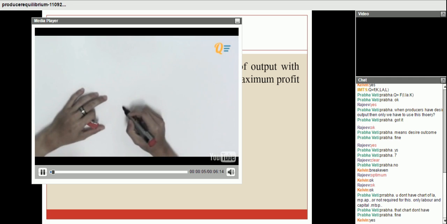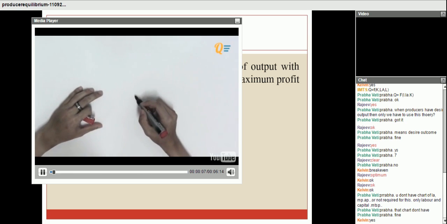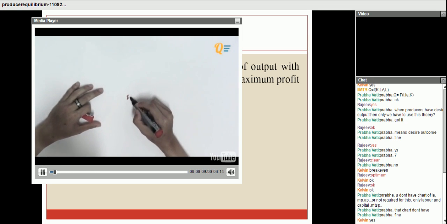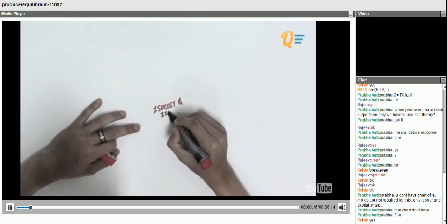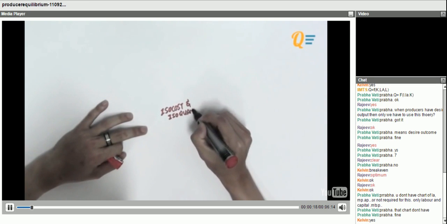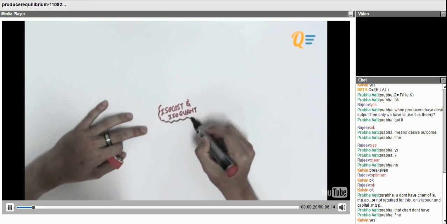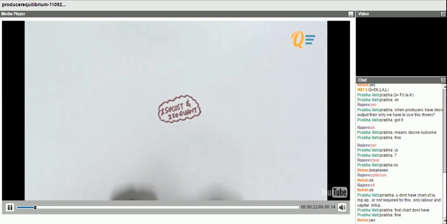Alright, so today's video actually starts chapter 3, which is the behavior of the firm. So we're trying to understand how firms make certain decisions. This is similar to what we learned in chapter 2, right? In chapter 2, we understood how consumers behave. Now we're just trying to understand how firms behave and how they make certain decisions, alright?